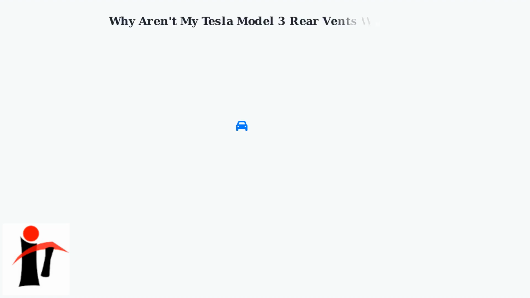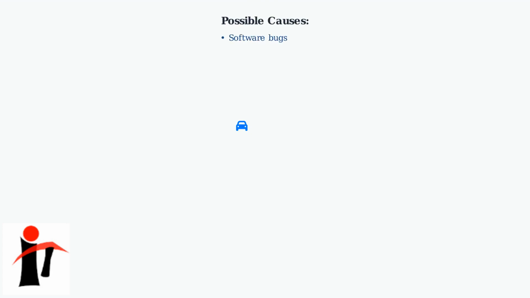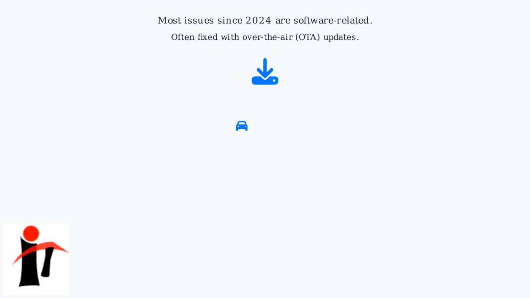Tesla Model 3 rear vents sometimes stop working due to various reasons. Let's explore what's happening behind the scenes. The main causes include software bugs in the climate control system, physical blockages in the air ducts, and calibration mismatches between sensors and actuators. Most problems since 2024 are related to software and can be fixed with over-the-air updates that Tesla sends to your vehicle.